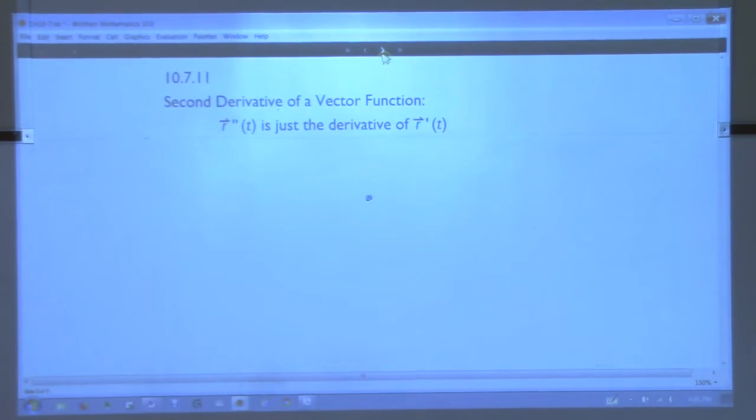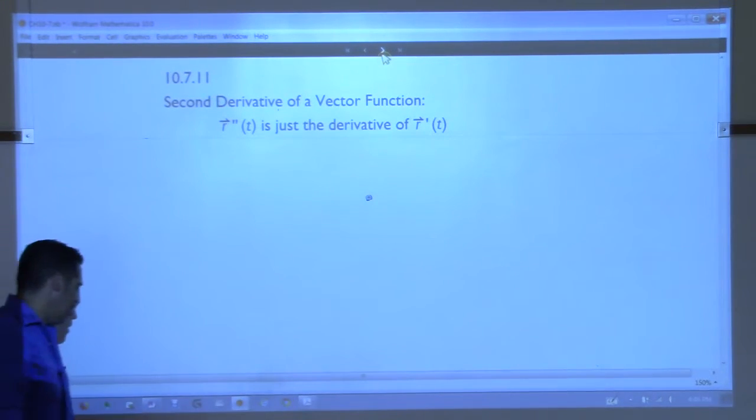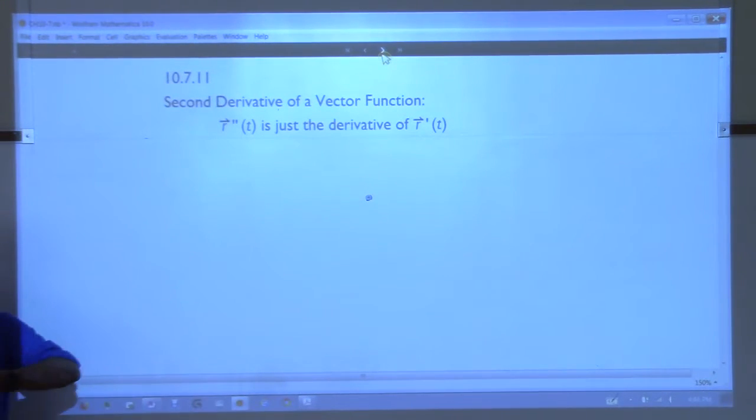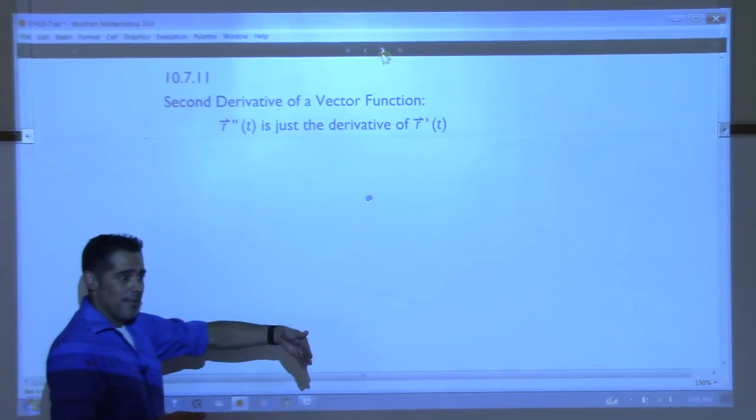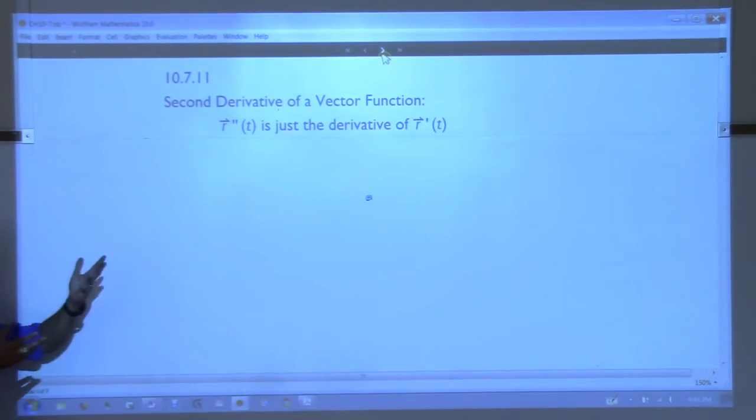All right, second derivatives. So we're just going through the same thing we did in calculus, right? Limit, continuity, first derivative. What does it mean visually? What is it? And now second derivative. So the second derivative is just the derivative of the derivative. Yeah, okay, great.